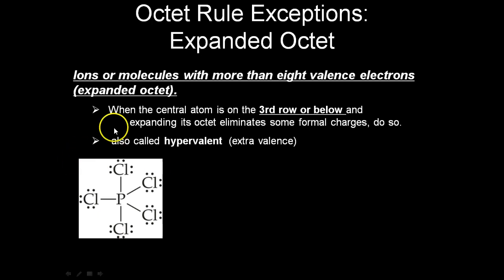This occurs when you have filled out the octets for all of the surrounding atoms and the octet for the central atom, and you still have electrons left over. You stick those electrons on the central atom.